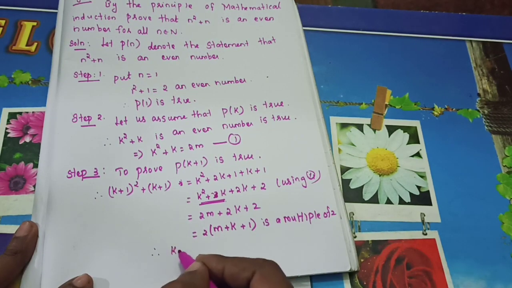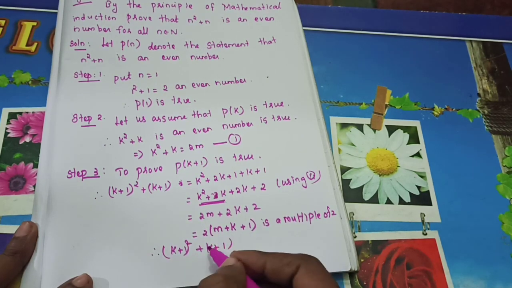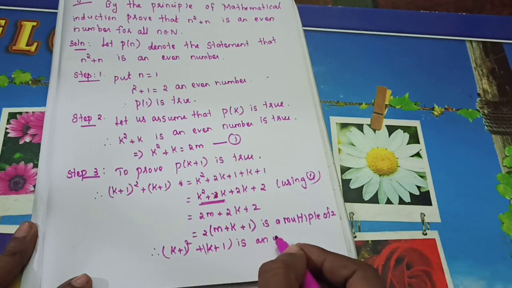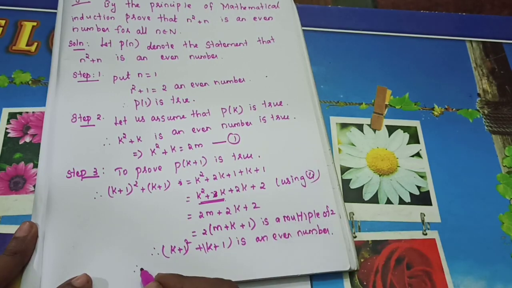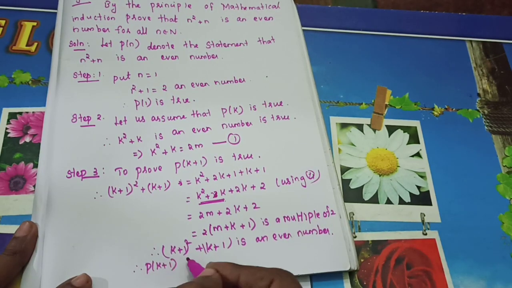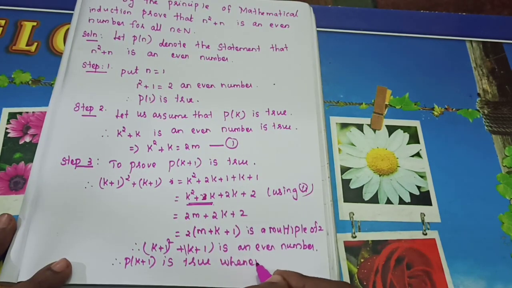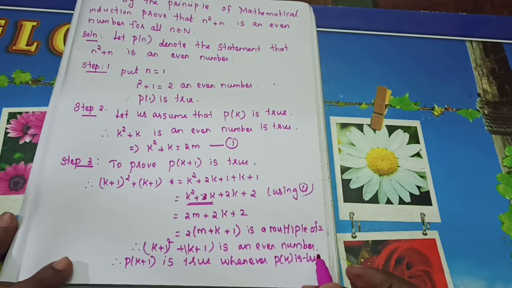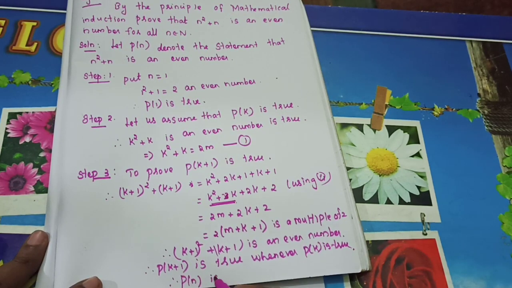So therefore (k+1)^2 + (k+1) is an even number. Therefore we will say P(k+1) is true whenever P(k) is true. So if P(k+1) is true whenever P(k) is true, therefore P(n) is true for all n belongs to N. This is the symbol for all.